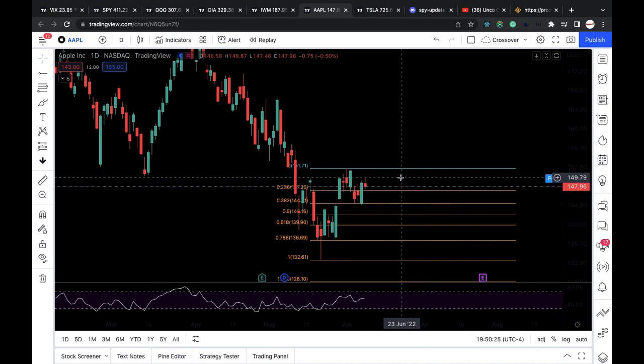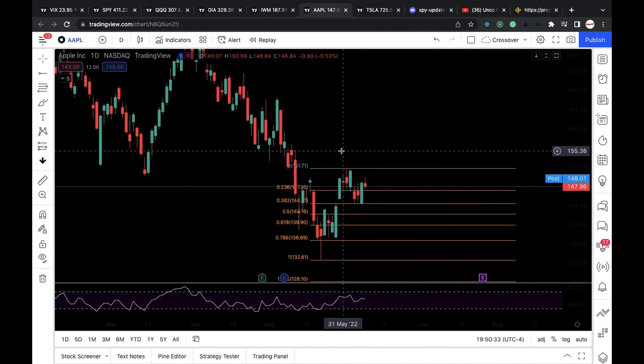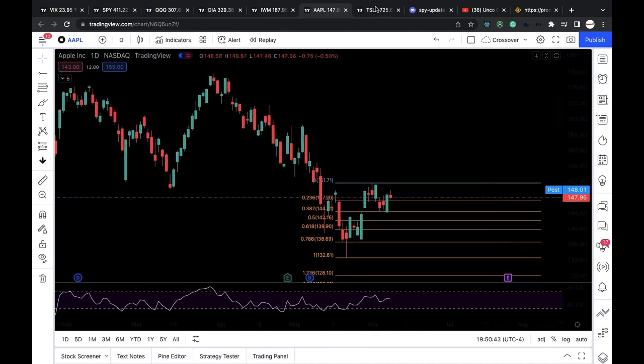So that 147.2 level must continue to hold. See if we can clear 150 to put 151.7 in play. That was a previous high. And then higher upside targets around 153, 155-ish, and so on. We'll definitely look to refine the levels as the price action continues.